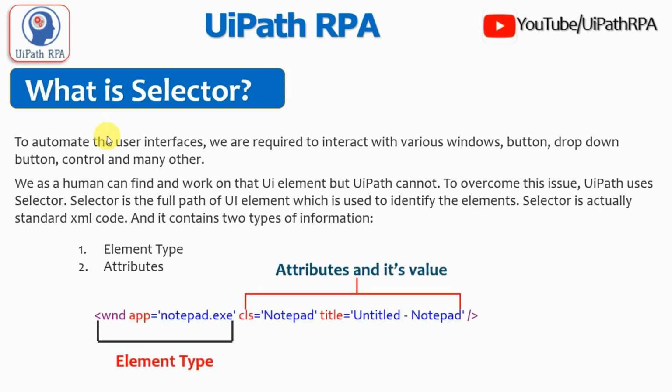If you see here in the selector, WND app equal to notepad.exe, this is the element type, and here class equal to notepad, title equal to untitled notepad, these are the attributes and their values, right? So window is like an element. WND, the full form of WND is Windows.